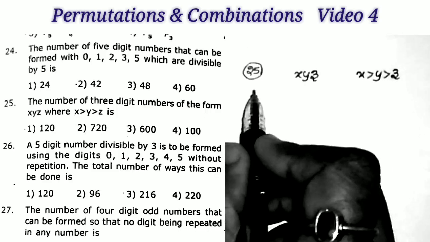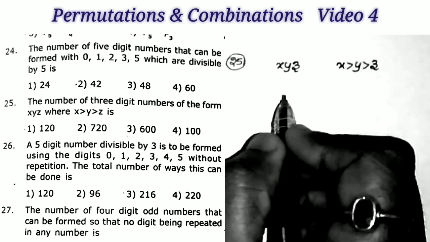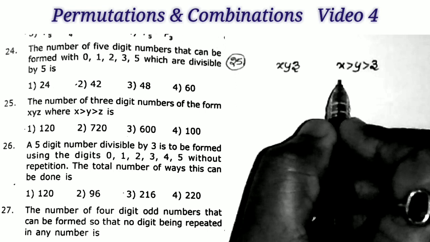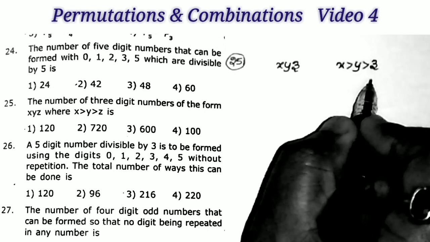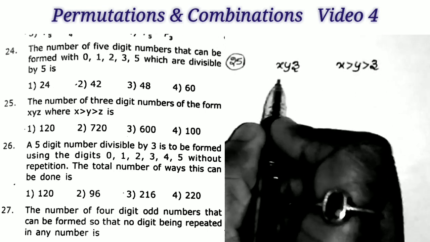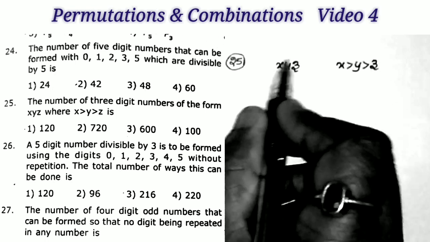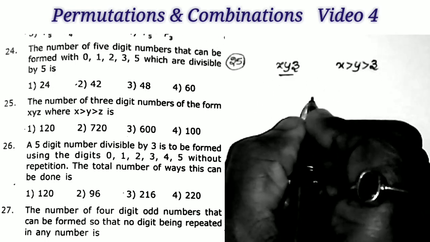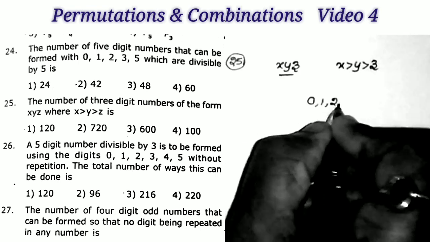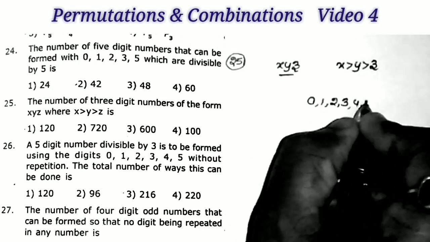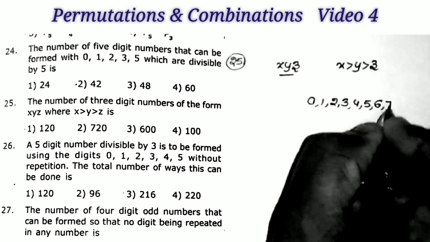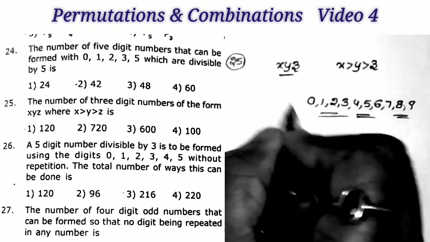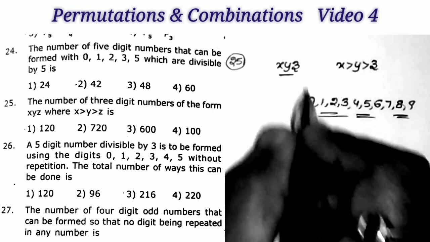This is sum number 25. The question is: the number of 3-digit numbers of the form xyz where x > y > z. We want the 3-digit numbers. What are the digits we have here? 0, 1, 2, 3, 4, 5, 6, 7, 8, 9. So here we have 10 digits. We want to take 3 digits to form the number xyz.